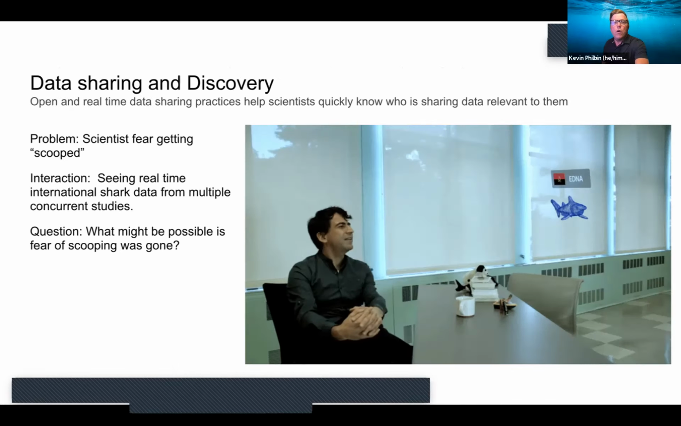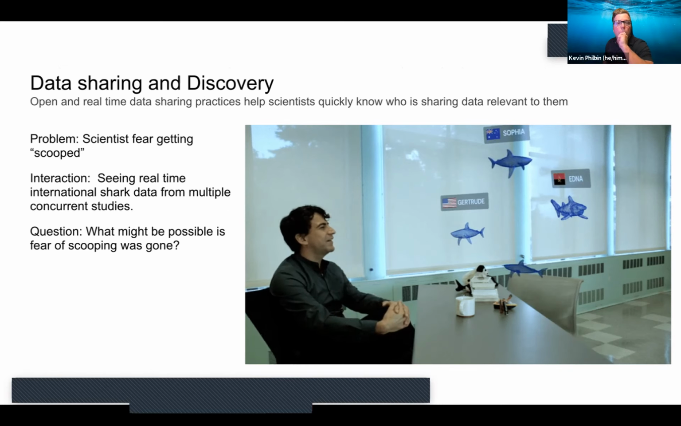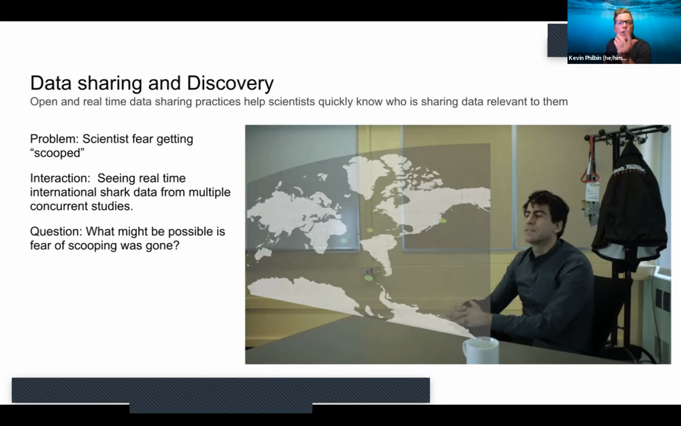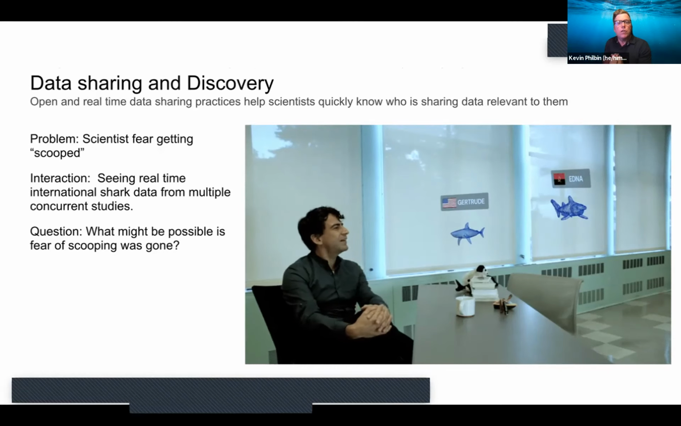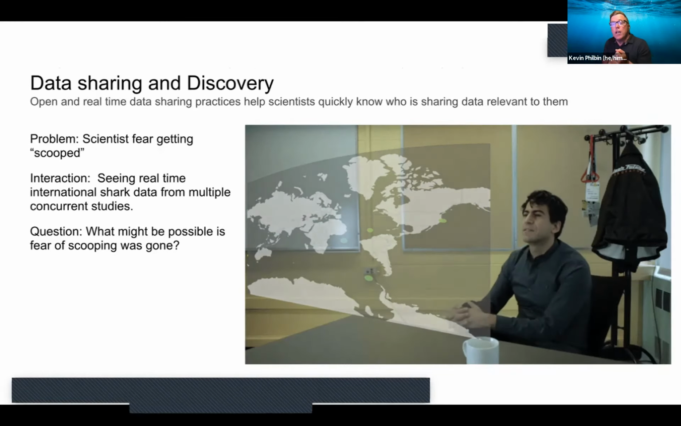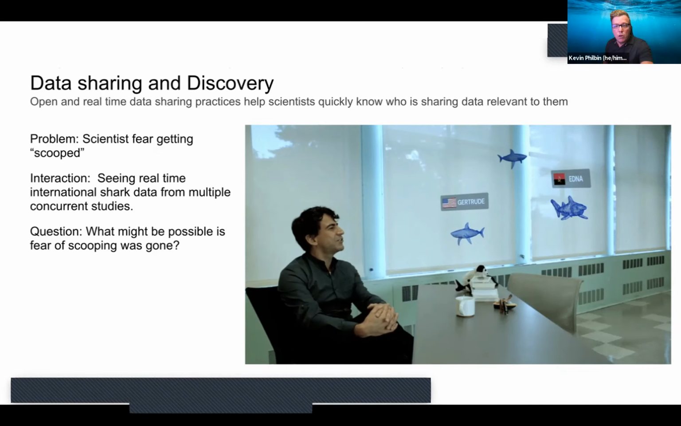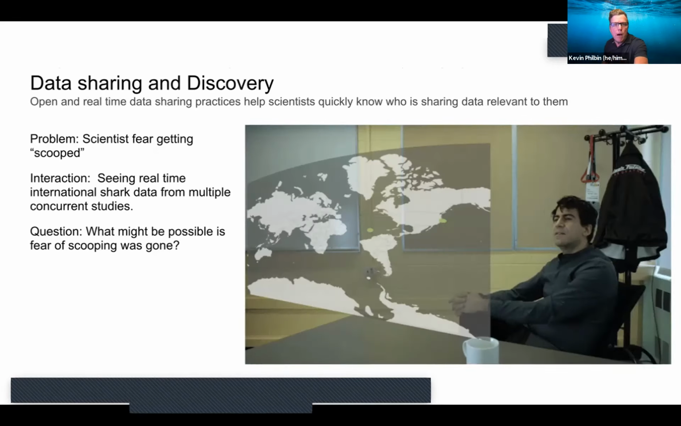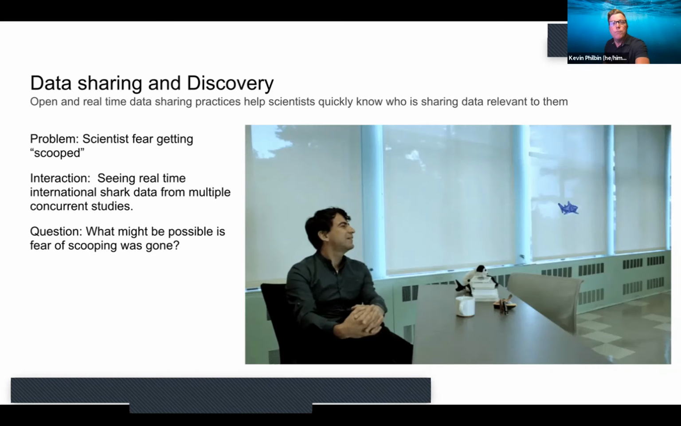Thanks for that warning. So here we wanted to show the problem space of scientists fearing getting scooped, if that was taken out of the equation. Here we see a scientist reacting in real time with shark data from international studies going on concurrently. So what might be possible if fear of scooping is gone?